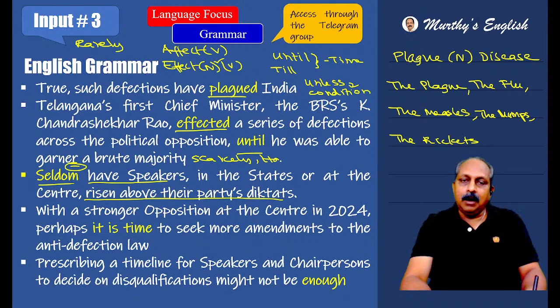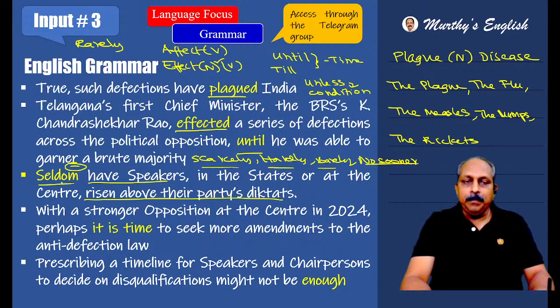Scarcely, hardly, barely, no sooner. No sooner takes the word than; scarcely, barely, hardly take the word when. When we begin a sentence with a negative word, we should use the clause in the interrogative form.